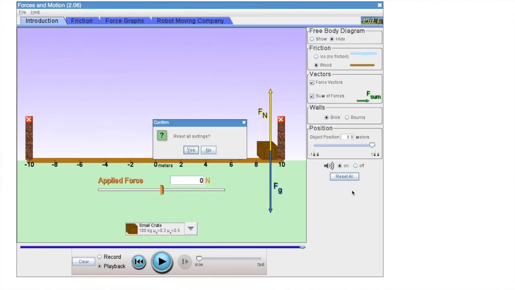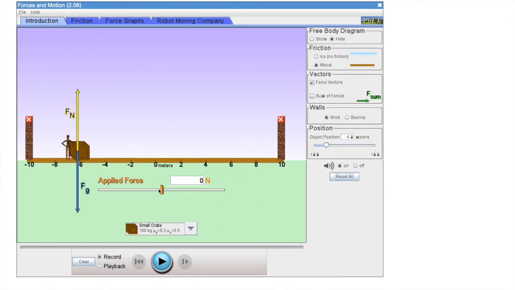All right, let's go ahead and reset so we can take a look at that one more time. How did we determine that? Well, remember that before the object's moving, the force of friction is equal to the applied force. You can see that they're both increasing. They're both the same length. They're pointing in opposite directions.